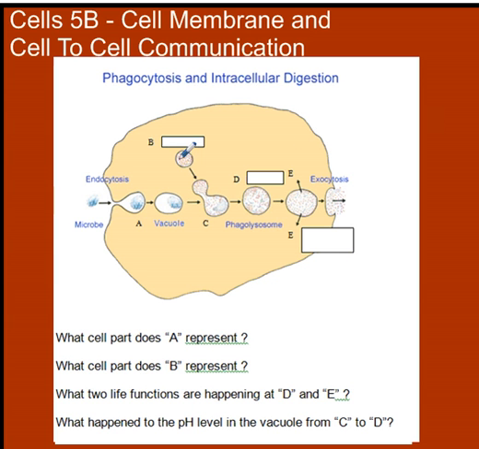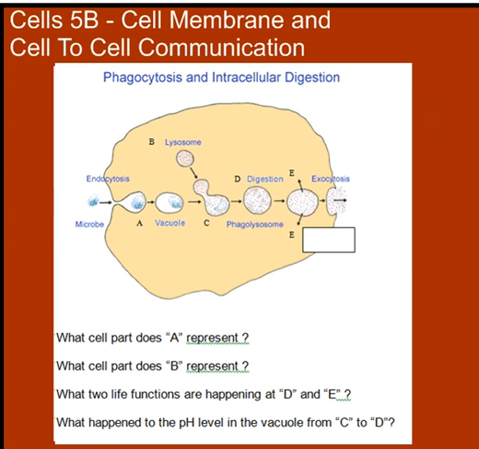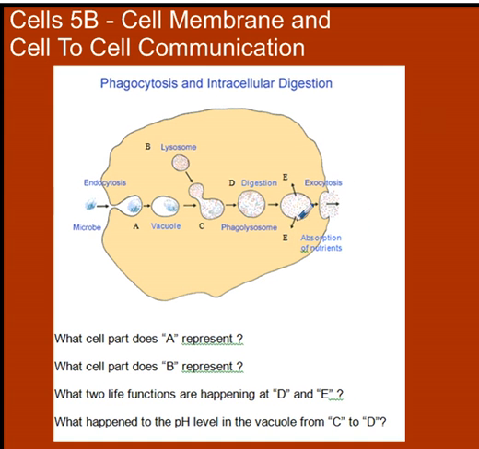Now, cell structure B here is coming and attaching to the food vacuole. This structure, I will tell you, is going to be releasing enzymes for digestion into the food vacuole. What part do you think that would be? Right, that's a lysosome. Now, the life functions that are going on at D and E would be digestion, and then absorption of nutrients. All the good stuff that the cell needs would be absorbed into the cytoplasm. The food vacuole then moves to the edge of the cell, and the waste is moved out of the cell, and that would be exocytosis.